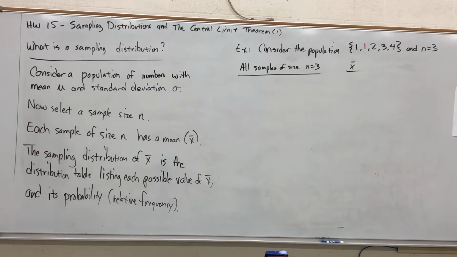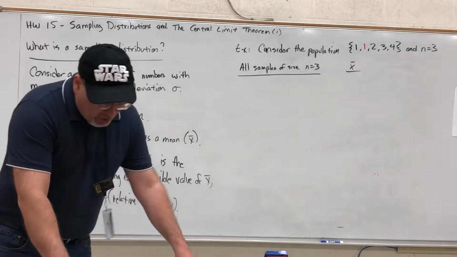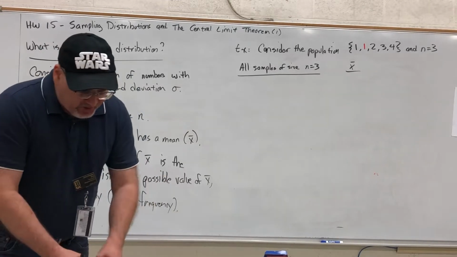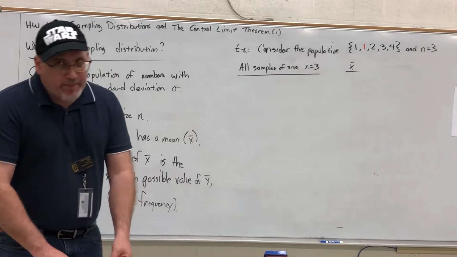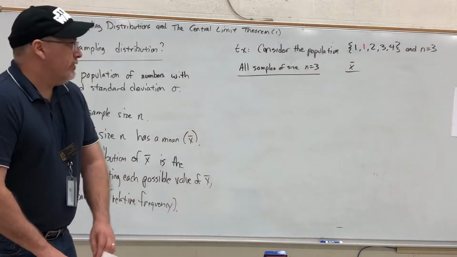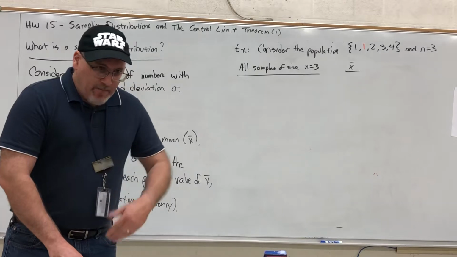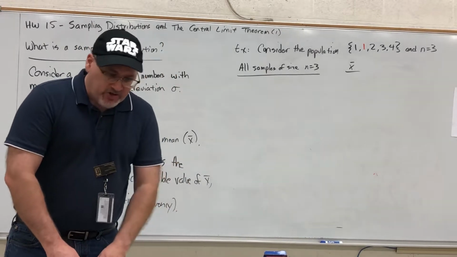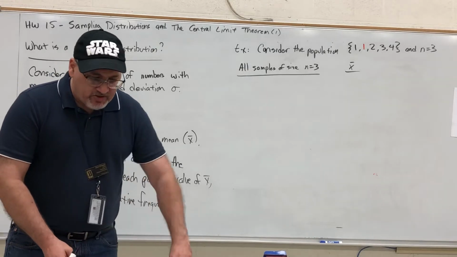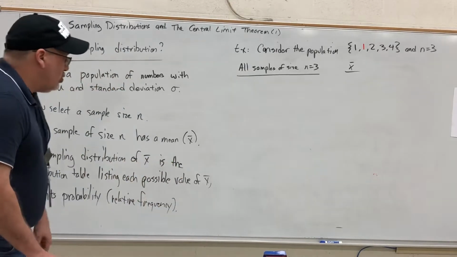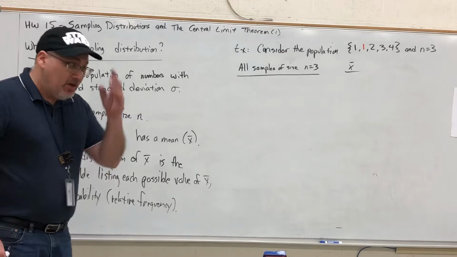Homework 15, Sampling Distributions in the Central Limit Theorem, Video 1. In the previous series of videos, we learned what a normal distribution was, a bell curve. A standard normal distribution, a bell curve with a mean of 0 and a standard deviation of 1. And we looked at how to use the z-table to calculate probabilities.